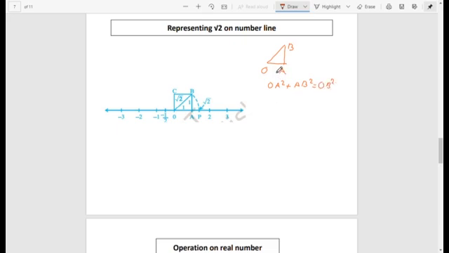So if OA is equal to 1 unit, AB is equal to 1 unit, then we can write 1 square plus 1 square is equal to OB square. So here we can write 1 plus 1 is equal to OB square, or 2 is equal to OB square, or root 2 is equal to OB. So we have got OB as root 2.